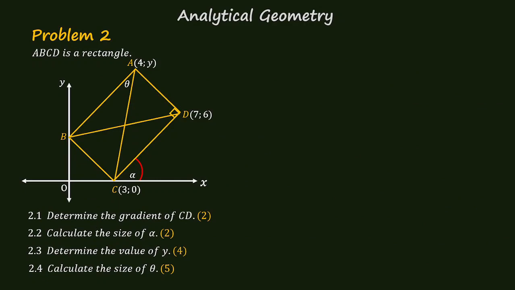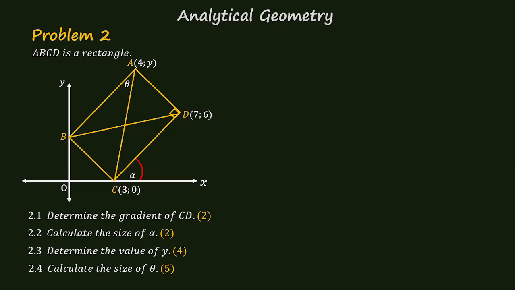Let us look at another problem. In this problem, we are told that ABCD is a rectangle. So ABCD is given to us as a rectangle. And the first question wants us to determine the gradient of CD. So we have to find the gradient of this straight line.